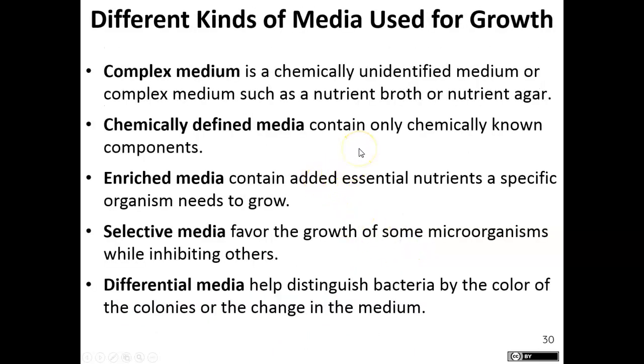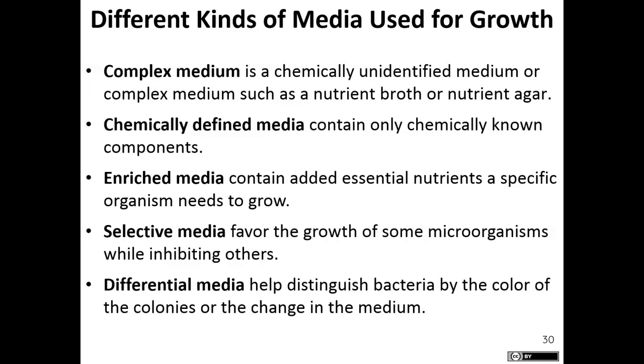Last thing I want to talk about, and we've already covered this, so I'm going to go through this relatively quickly, is different types of media. So in a lab, we grow our microbes on different media. And so the media that we use is going to be dependent on what we're trying to do. So complex media is a media that can grow lots of different organisms, and we can use broth or agar. So a broth is a liquid, agar is that solid media.